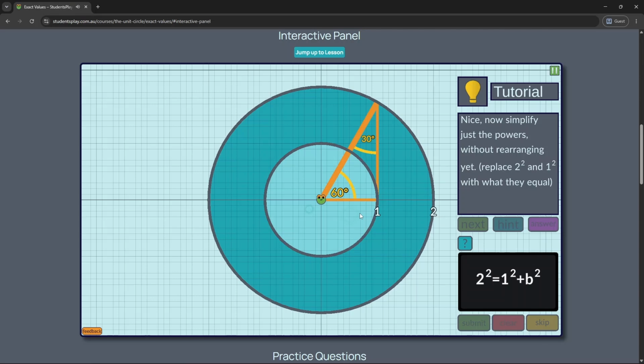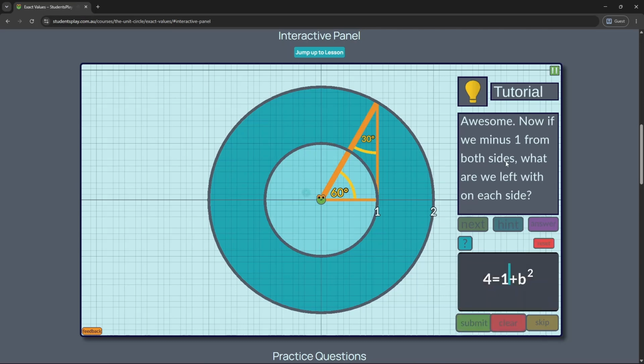Cool. Nice, now simplify just the powers without rearranging yet. So replace 2 squared and 1 squared with what they actually equal. So 2 squared is 4. And 1 squared is just 1. Cool.